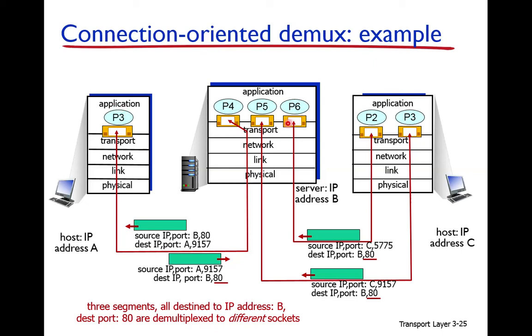Similarly here for these two sockets, their source IP address and source port number are the same. The source IP address and source port number are of this machine. The source port number is 80 for all three, including P5 and P6. And the destination IP address is also the same, because the destination IP address will be the IP address of this client. But this port number and this port number will be different. So this is what differentiates the P5 socket and the P6 socket.